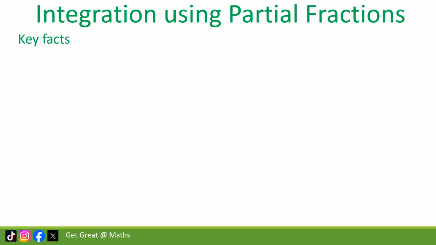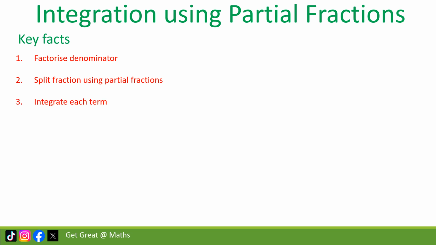We're going to look at integrating using partial fractions. The key facts you need to know is that you need to factorise your denominator, then you're going to split the fraction up using partial fractions, and then we're going to integrate each term separately. Normally there will be some ln's involved when you're using partial fractions and integrating. So we're going to look at integrating the function 8x squared minus 19x plus 1 all divided by (2x plus 1) times (x minus 2) all squared, dx.